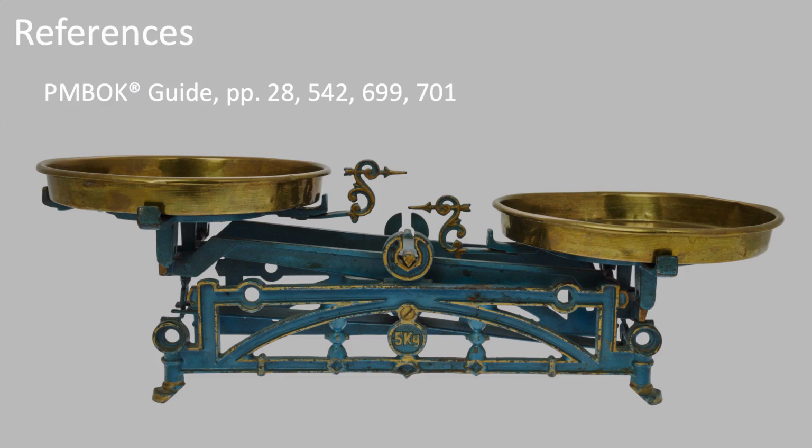The PMBOK guide contains information about assumptions and constraints on pages 28 and 542, as well as in the glossary on pages 699 and 701.